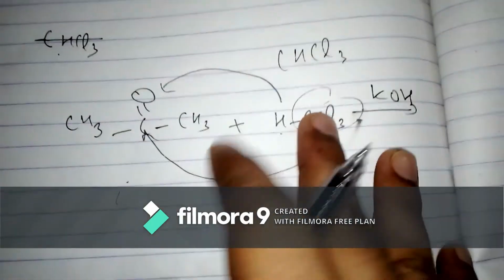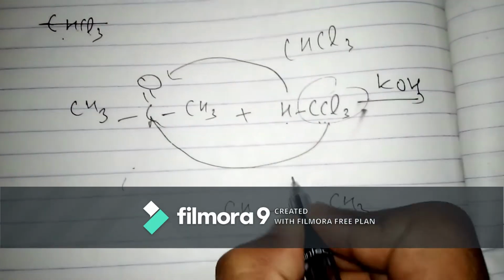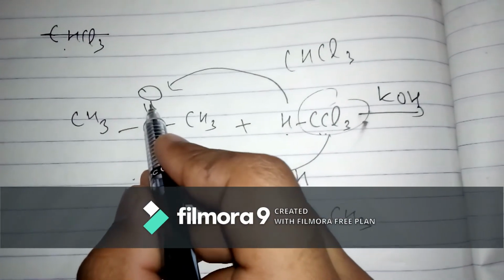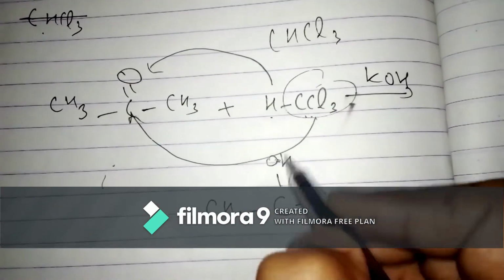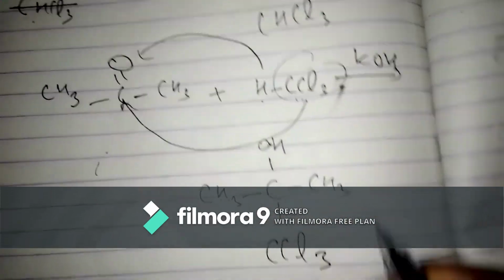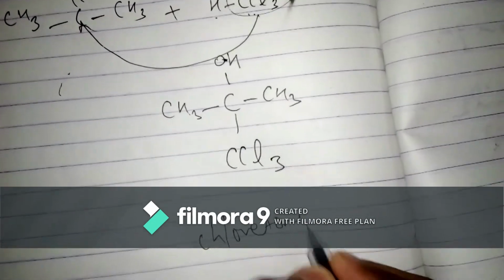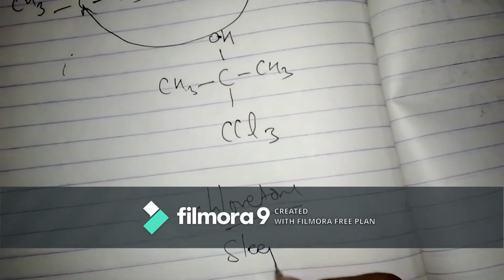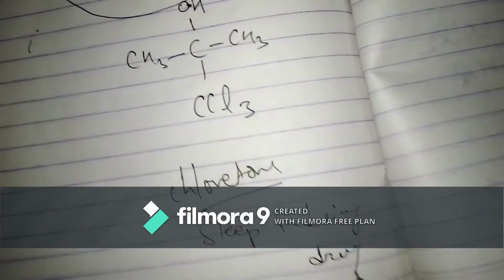If you make the structure this way, hydrogen adds there, so it will be OH. Now you don't need to write the double bond, because one bond will be with hydrogen, so a single bond, and then CCl3 adds here. So this is the structural formula for chloretone, and this chloretone is a sleep inducing drug. This is extra info.